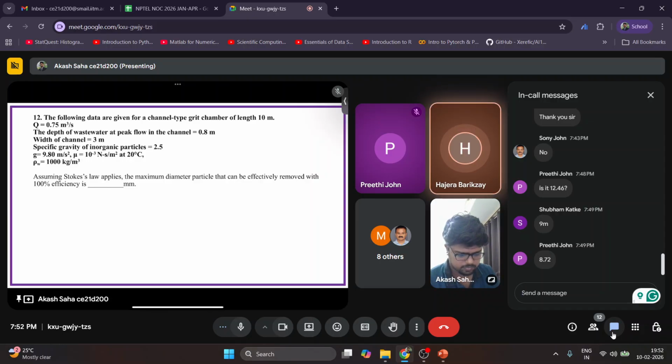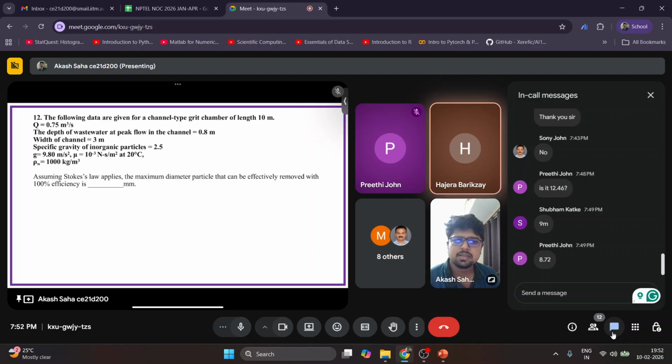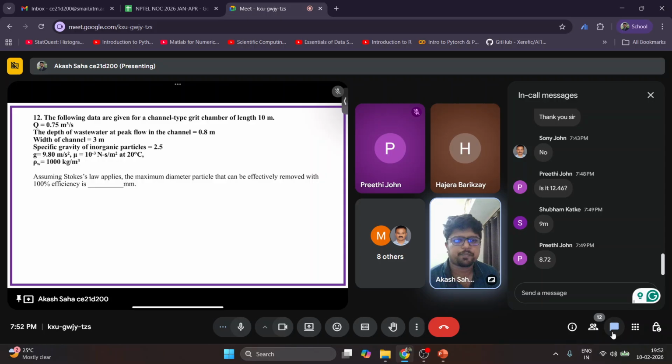So if we find the V, like V equals Q by A, where Q is 0.75 and A is 3 times 10. Yes, we first of all should find the V, V equals Q by A, and A is 10 times 3, Q is 0.75, V is 0.025. So you'll get the V, then equate it to the Stokes law.